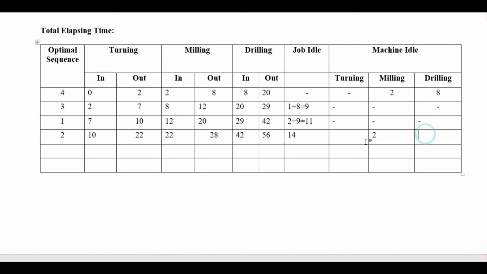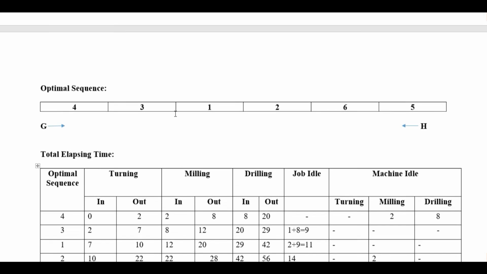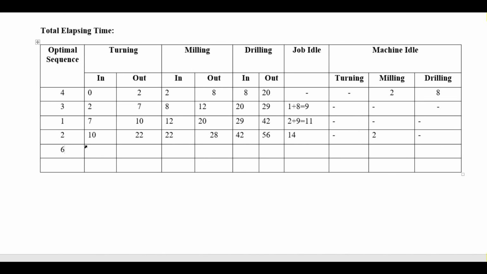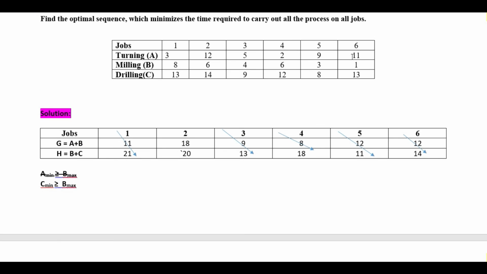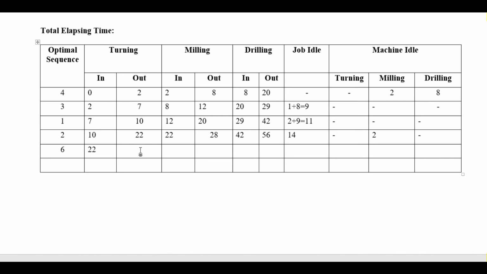Okay, so there is no idle machine time for turning and drilling. Then the next job will be 6. So copy 22 from here. For the sixth job, the turning operation takes 11 minutes of time, so this will be 33. Here the milling machine completed its operation, I mean the fourth operation, at 28 minutes, but the job is ready only at 33 minutes. So the milling machine has to wait for 5 minutes.